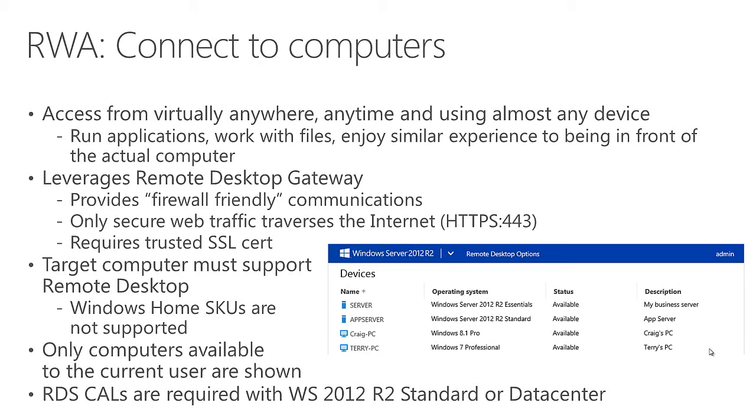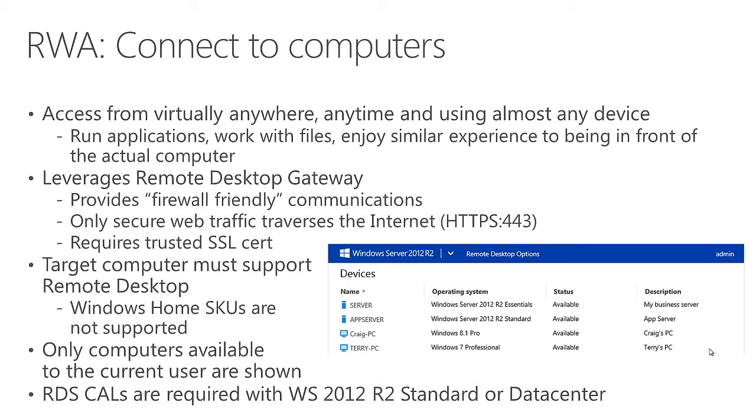The target computer that you want to connect to when you're using this must support remote desktop. That means that Windows Home SKUs aren't going to be supported. You're going to need at least the Pro SKUs to have that functionality. Also, only computers that are available on a permission basis to the current user, the user who's logged into RWA, are going to be shown. So it's a security trimmed interface.